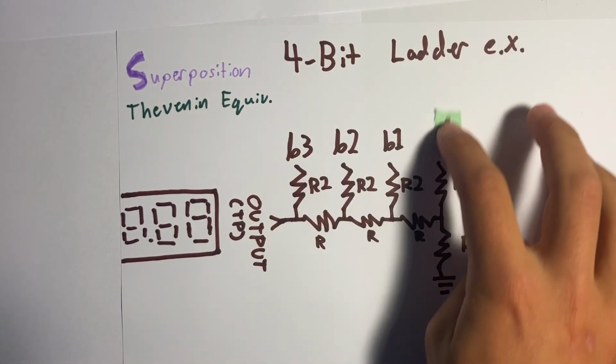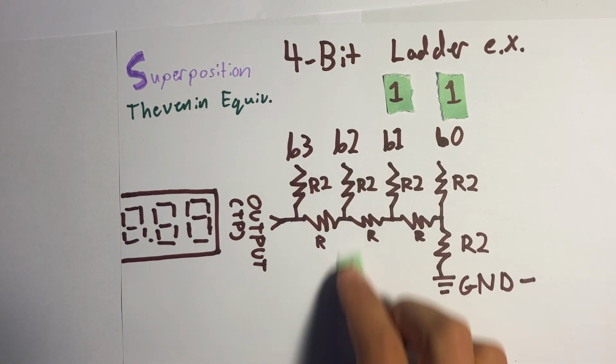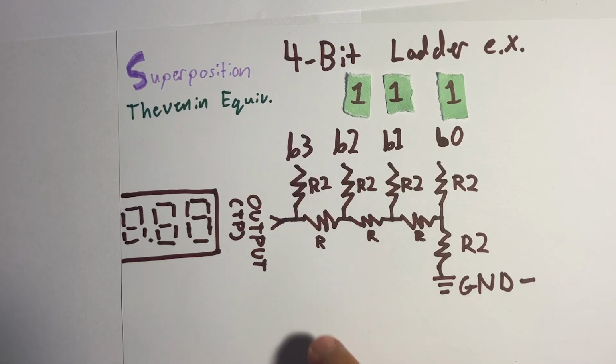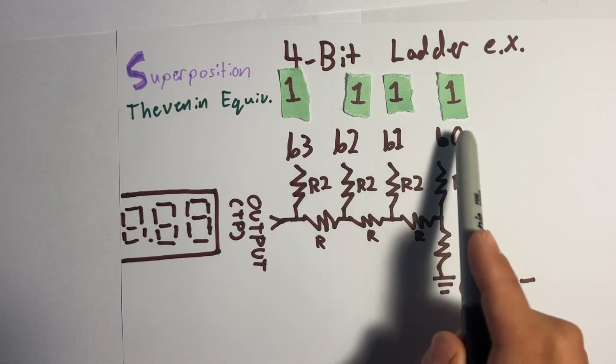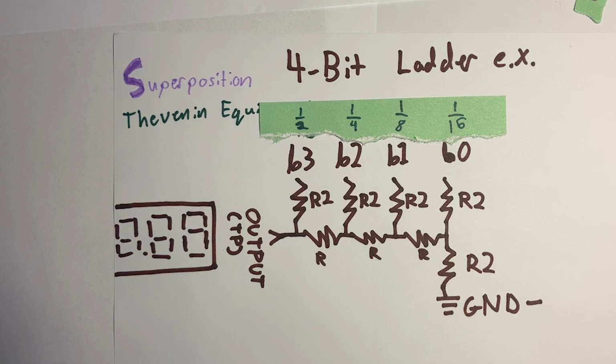Now, superposition theory. Superposition theory states that in a linear circuit with multiple sources, in this case bits 0 through 3, the total output is the sum of each individual bit's significance. One can think back to this model, which clearly shows the individual significance of each bit.